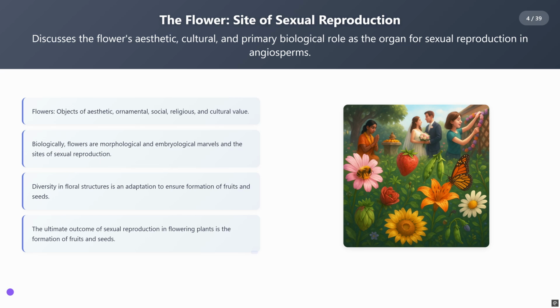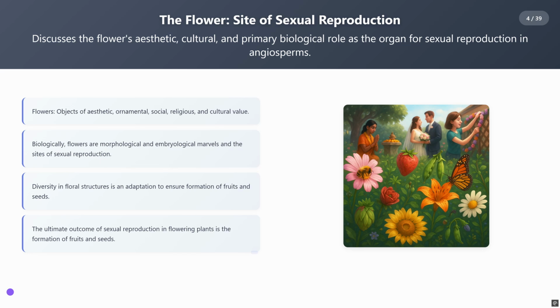They are the dedicated sites where sexual reproduction in angiosperms actually happens. The sheer diversity we see in how flowers are arranged on the plant, the individual flowers themselves, their different parts, it all reflects incredible adaptations, all geared towards one thing: forming fruits and seeds. That's the ultimate outcome. So it's all about making those fruits and seeds in the end.